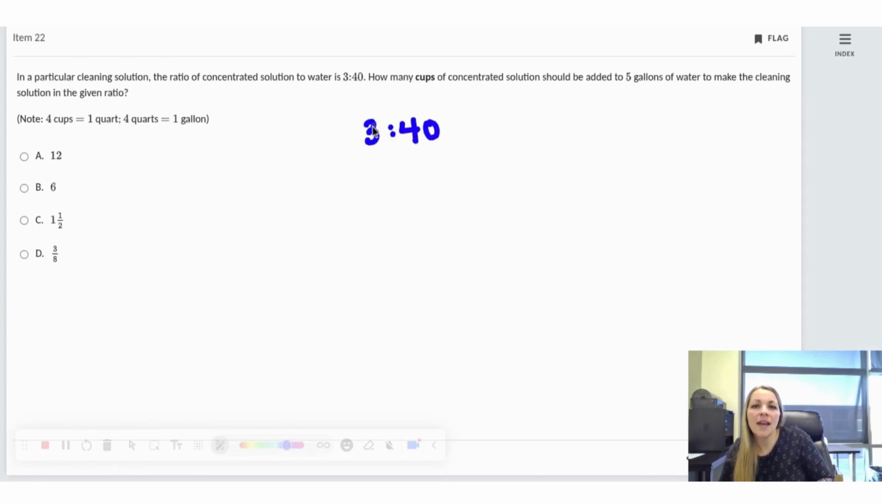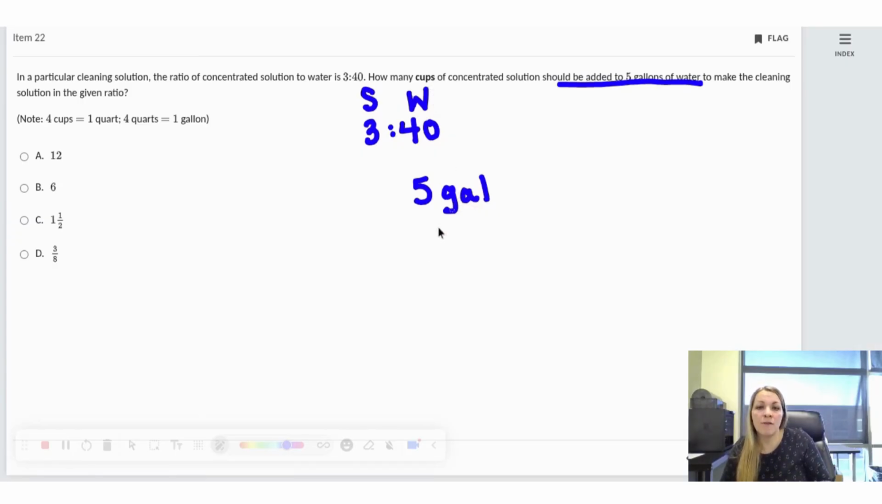And I'm going to put an S on top of the 3 to represent that's the solution part. And I'm going to put a W on top of the 40 to represent that piece. Now we have some given ratios right here, and we want to figure out how much should be added to 5 gallons of water. So I'm going to put this 5 underneath the water. 5 gallons. Gallons needs to be converted to cups, and they've bolded that for you.